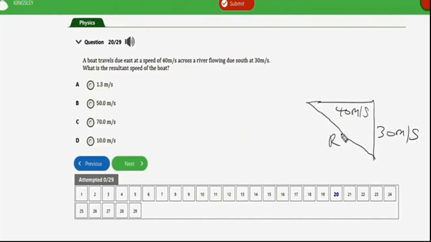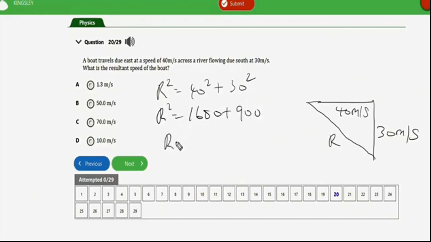So R will be this. When you apply Pythagoras, R square equals 40 square plus 30 square, we're going to have R square equals 1600 plus 900. So this will give you R square equals 2500. When you square root both sides, your R will be 50 meters per second. That's it for this question. Let's wipe this now and look at the next repeated question.